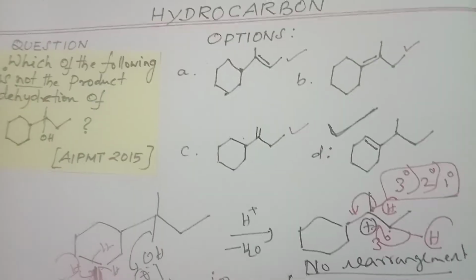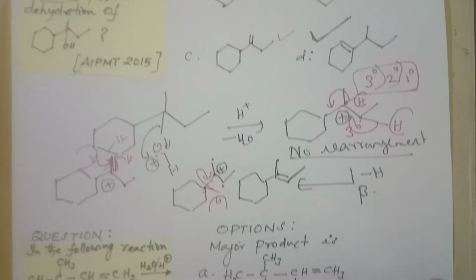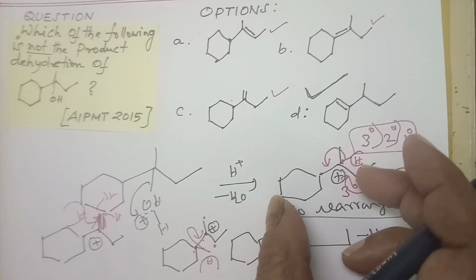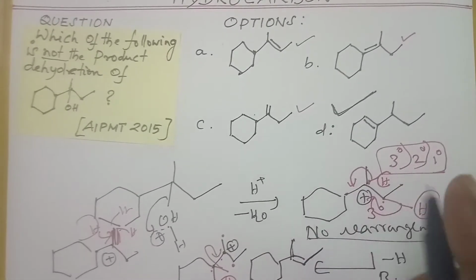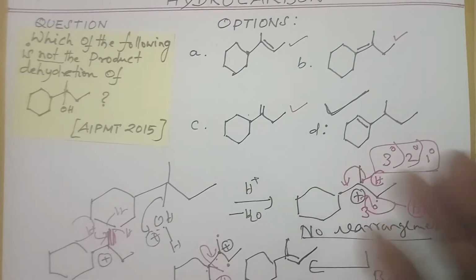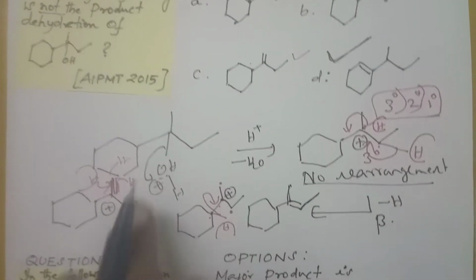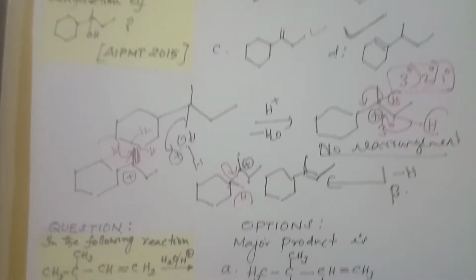Okay children, you need not do this much in the examination. Simply, after the intermediate is ready, there is no rearrangement, so this is formed. With that, we can answer and come to the next question. I gave this much only for understanding. Okay, next, go to the next question.